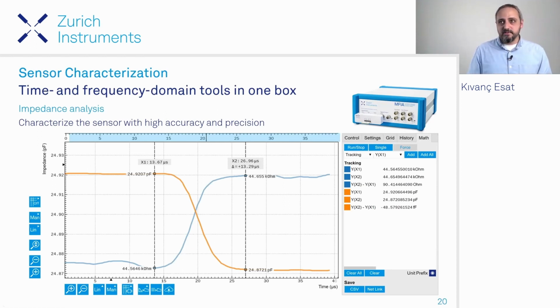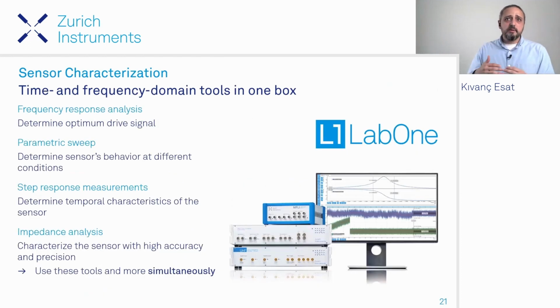So just to summarize, the tools we looked into are the frequency response analysis, the parameter sweep to determine the sensor's response at different parameters, step response measurements in time, and then the impedance analysis. And very important, all these tools can run in the same box, and they can run simultaneously as well. So you can do this characterization at the same time and capture the key information about the sensor.